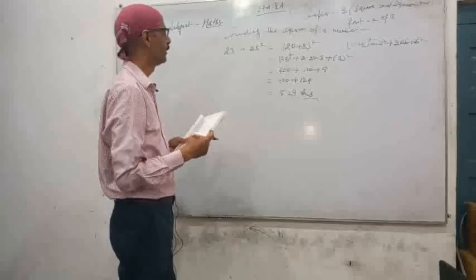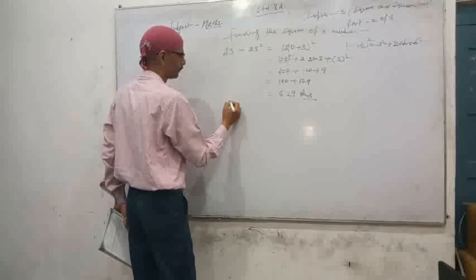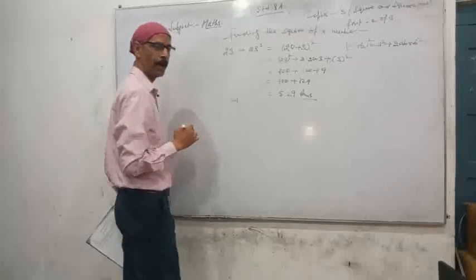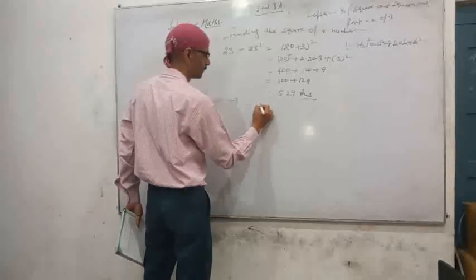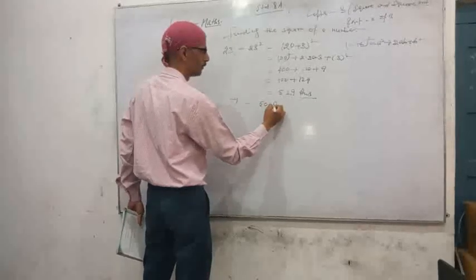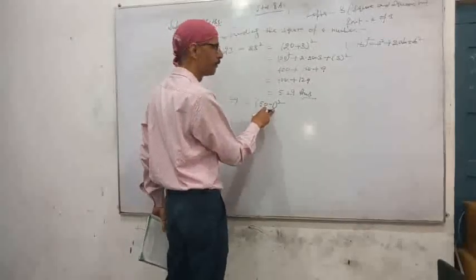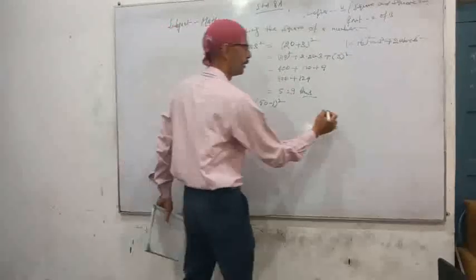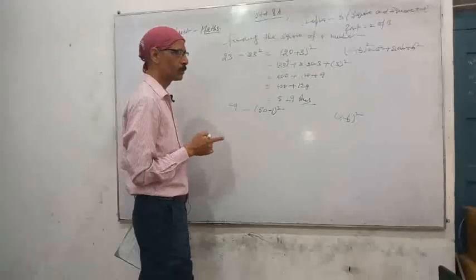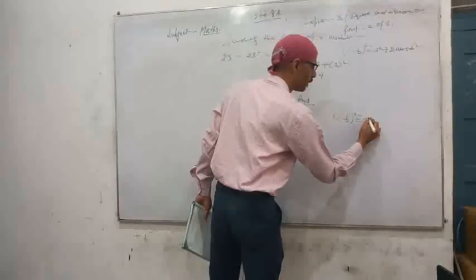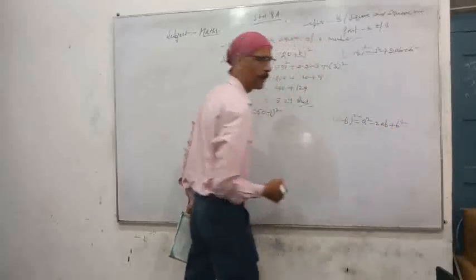Now you have to find another square of a number. Suppose you are given 49. How can you find the square of 49? You can write 49 as (50 minus 1) whole squared. So here this is a and this is b. Then you can use the formula: (a minus b) whole squared is equal to a squared minus 2ab plus b squared.